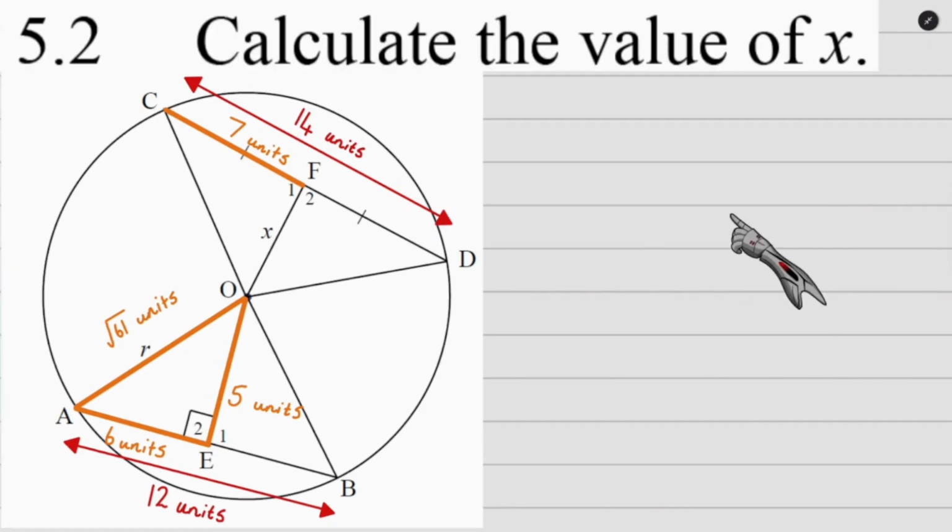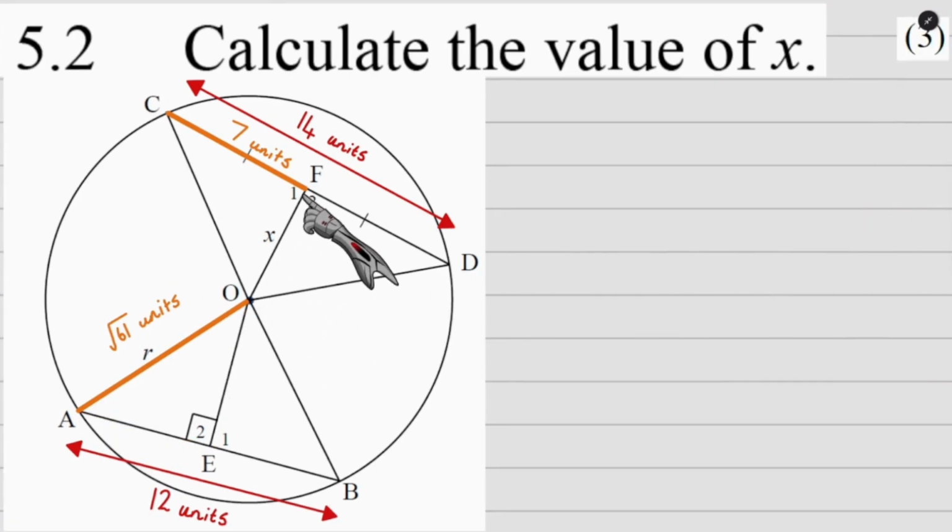And in 5.2, we've been asked to calculate the value of x. Now x is over there, it's in a completely different triangle. So we've got to somehow start working with this triangle. And I just know the length of one side of that triangle. So let's see what we can do.